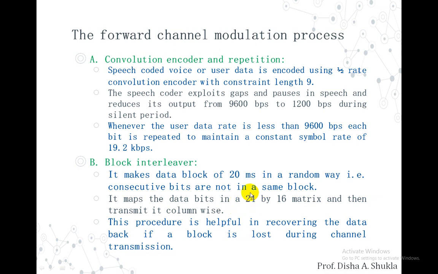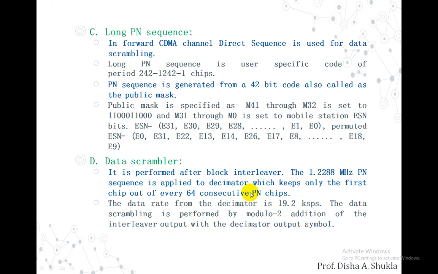The next process in the modulation is the long PN sequence, that is the pseudo number sequence. In a forward CDMA channel, direct sequence spread spectrum is used for data scrambling. A long pseudo number sequence is the user specific code of the period 2^42 - 1 chips. A pseudo number sequence is generated from a 42-bit code, also known as the public mask.